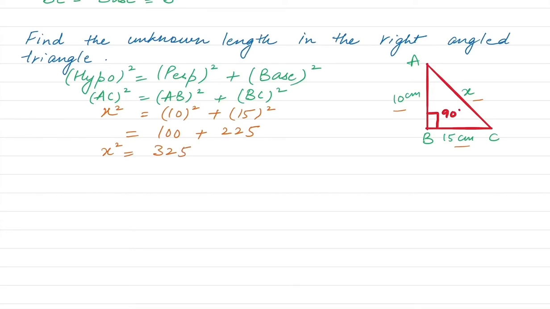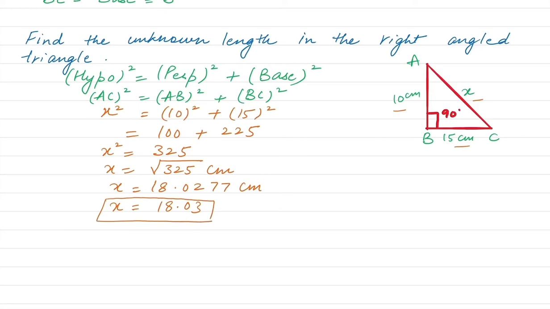Now we know that when the square goes to the other side of the equal sign, it becomes a square root. So x will be equal to the square root of 325. So x will be equal to 18.0277 centimeters. I solved the square root. So if we round off this number, then we get x equal to 18.03.